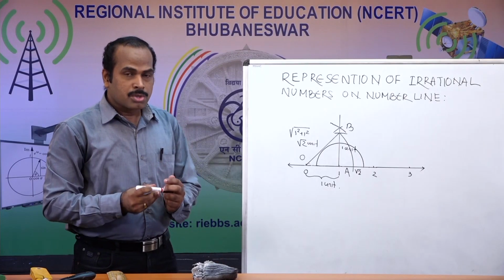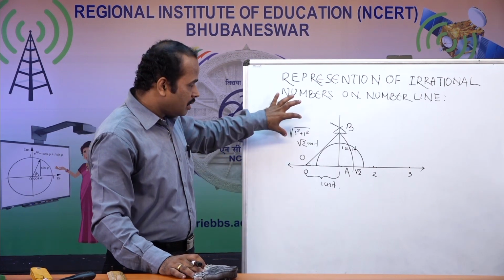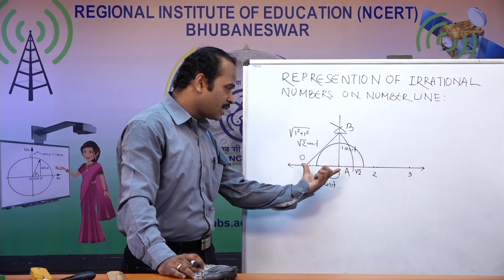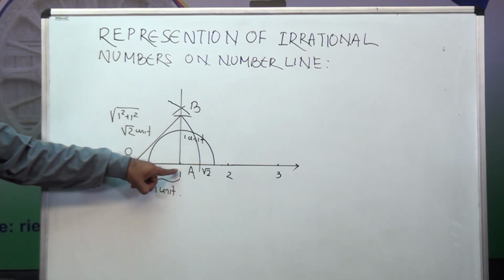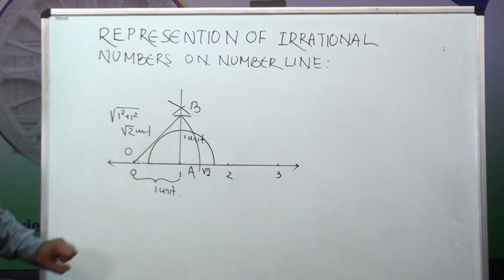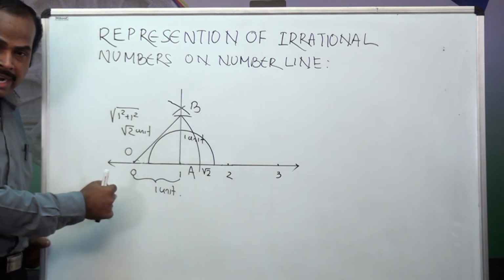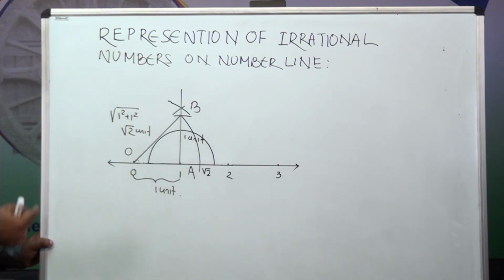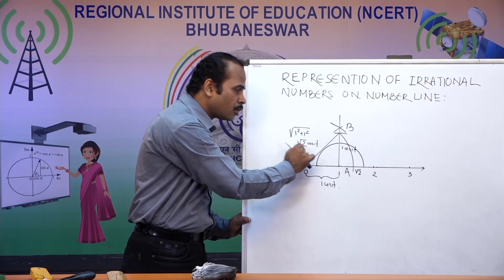So now we understood how to present root 2 on the number line. Let me repeat again. This is O, this is A, this is B. I selected the length OA as 1 unit. At point A, I drew a perpendicular and took its length also as 1 unit. Then I joined O to B, creating a right angle triangle OAB, whose hypotenuse is the square root of 1 square plus 1 square, which is root 2 unit.